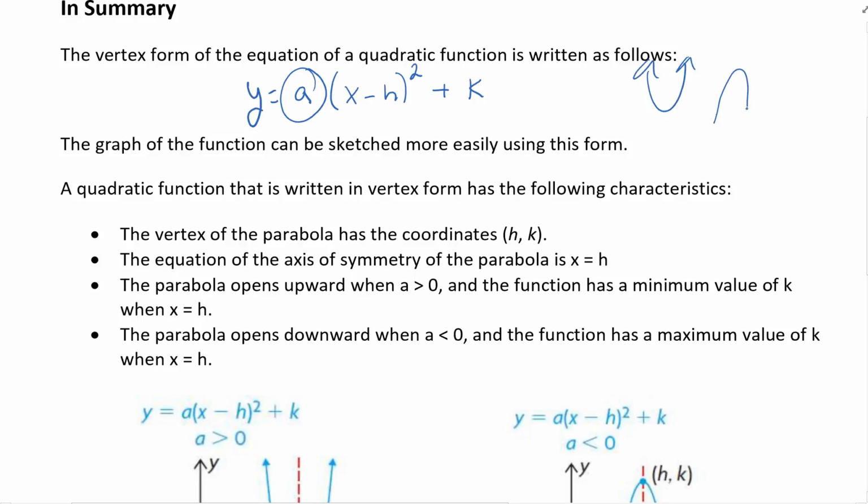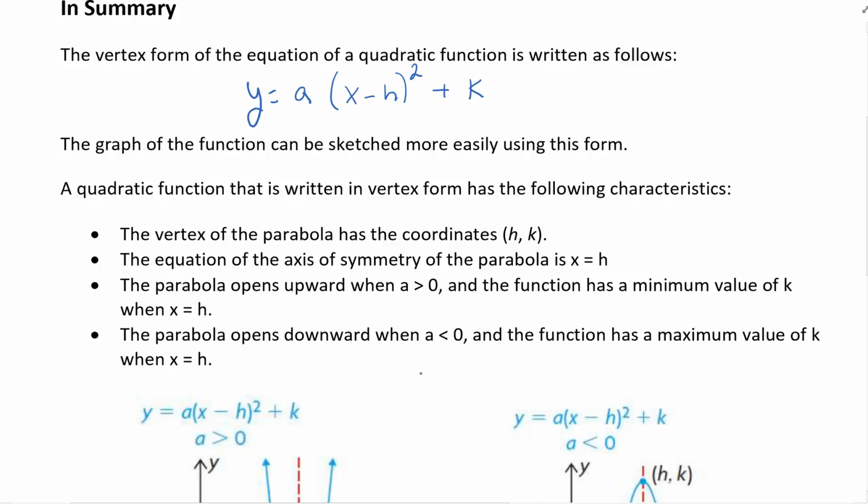When a is negative, we have a maximum. And that isn't any different than our other formats. That still holds true. But what's this other part? The function has a minimum value of k when x is equal to h. Well, that would be h minus h, so that would be 0. So k would actually be your minimum value or maximum value when x is equal to h when a is negative.